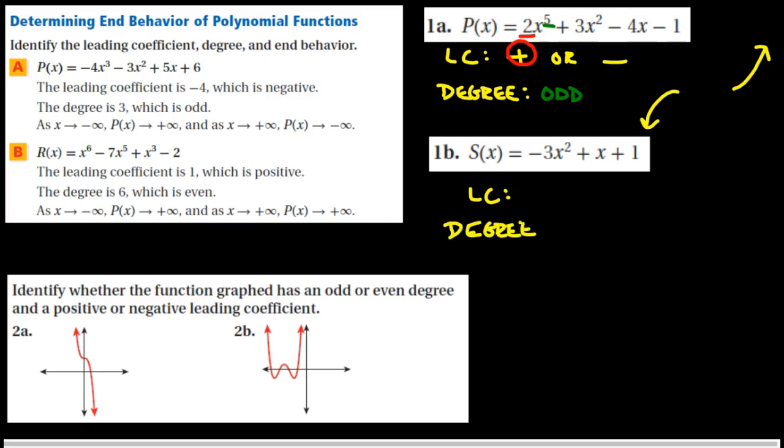Okay, next one. Leading coefficient is negative, right, because of the negative 3. The degree is even. So if I drew a little picture, leading coefficient's negative, the far right goes down. And if the degree is even, the far left, the other side, does the same and also goes down.